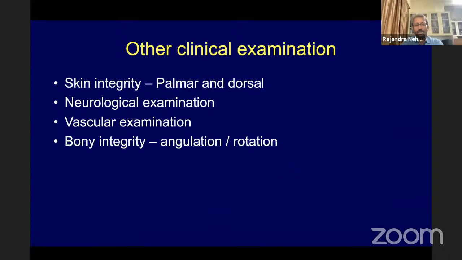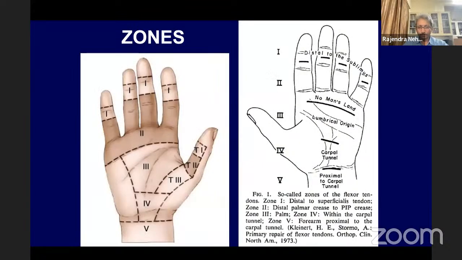Other clinical examination is very important. There should be good skin integrity, palmar as well as dorsal. You have to do a good neurological examination because if there is a nerve injury, you have to repair it. You should do a good vascular examination to assess the vascularity of the fingers. You should check the bony integrity, looking for angulation or rotation of the finger.